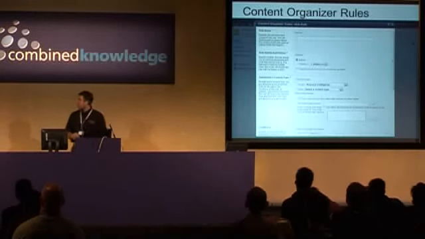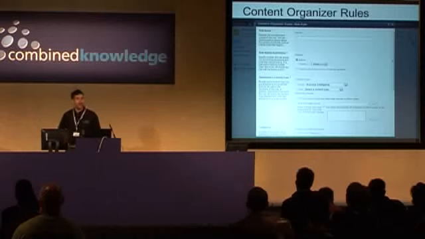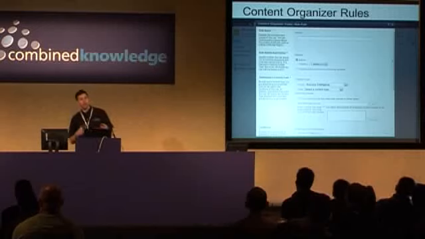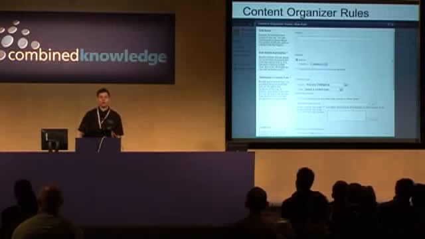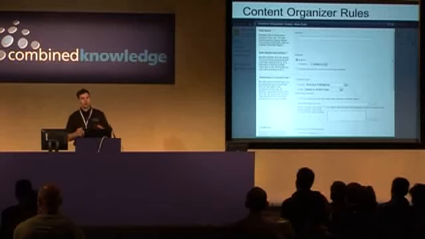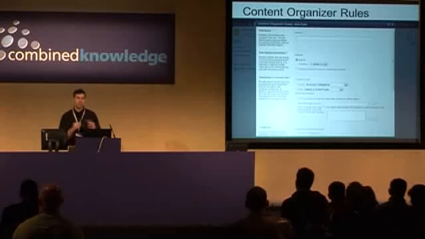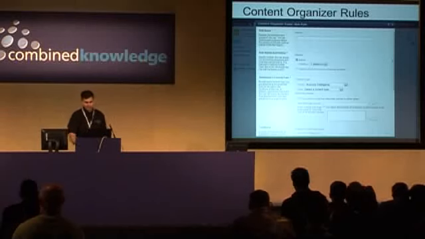So what we've got here is an example of a content organizer rule. As I was saying, it's a list item, and this is the form that we'd be going through and modifying to create our rules. When we get into the demo, we'll use this, generate some rules, and see the content being put into the relevant locations based on the metadata it has.